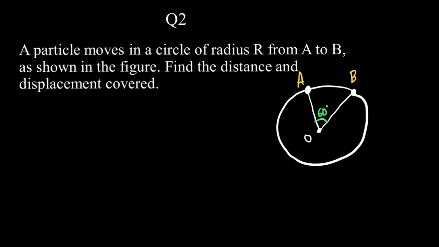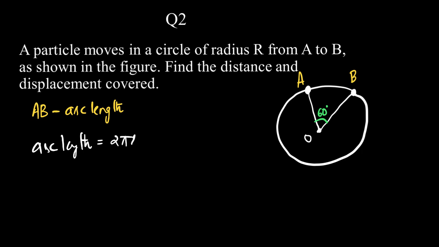Right. So AB is the arc here. Or we can say that the magnitude of AB is the arc length. Now we know that there's a formula for arc length. What is it? The arc length is equal to 2 pi r times theta upon 360, where theta is the angle subtended.